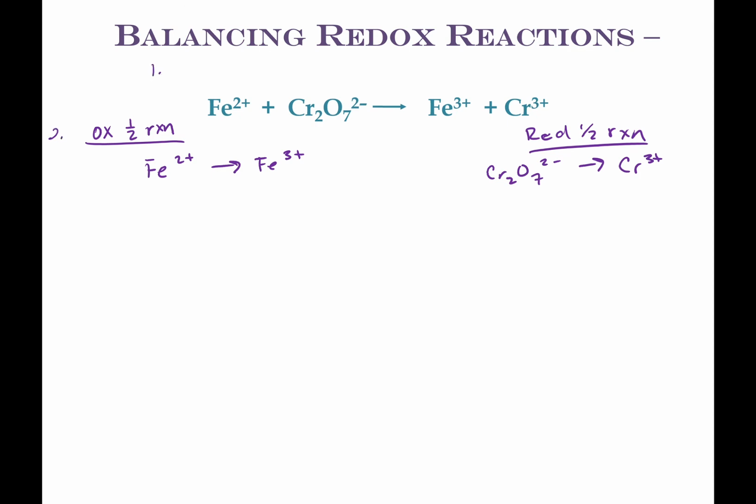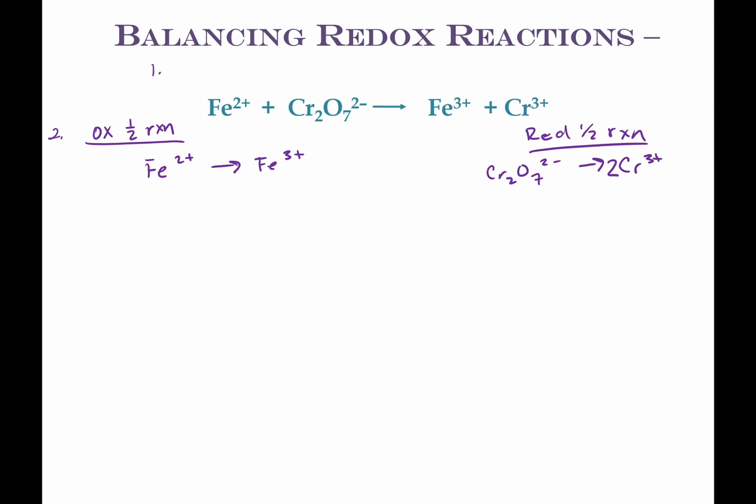Step 2. Now step 3 is balance everything except for oxygen and hydrogen. So we have 1 iron on the left, 1 iron on the right. That's balanced. Here we have 2 chromium on the left. We need 2 chromium on the right, so put a 2 there. Now everything is balanced except oxygen and hydrogen.